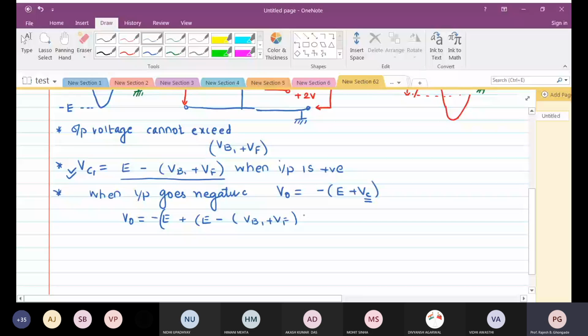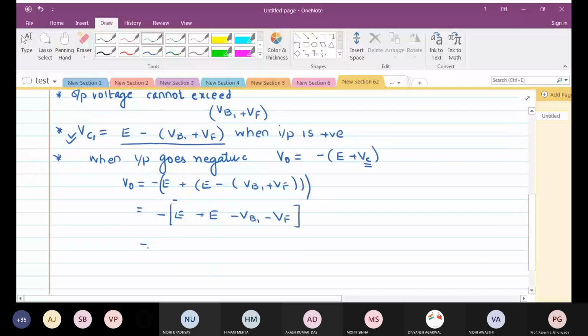Of course, I can simplify this to minus E. If I take out the minus sign common, it's already common. So plus E minus VB1 minus VF. What does this give me? It is 2 times E plus VB1 plus VF. This is the output voltage.